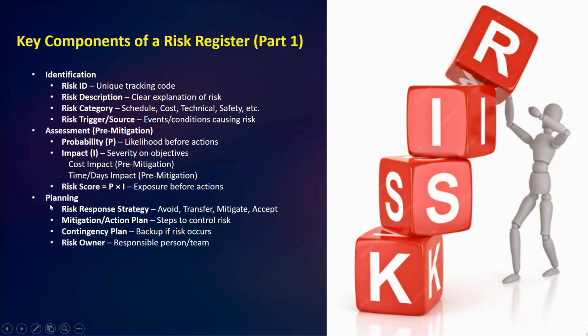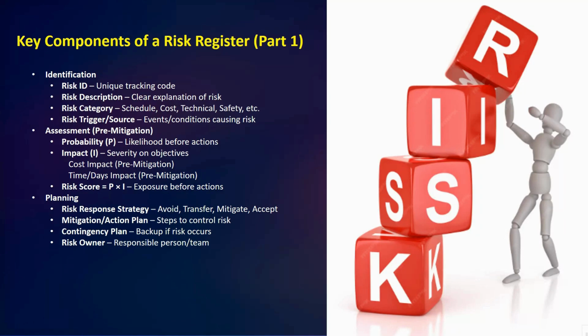Okay, so after that we have here the planning. Under planning, you can see we have the risk response strategy: avoid, transfer, mitigate, accept, then mitigation action plan, then contingency plan, then risk owner. Okay, so here we will define how we will respond to the specific risk.